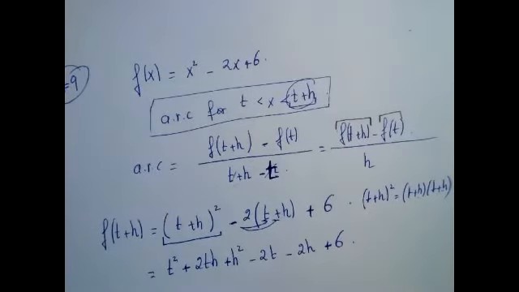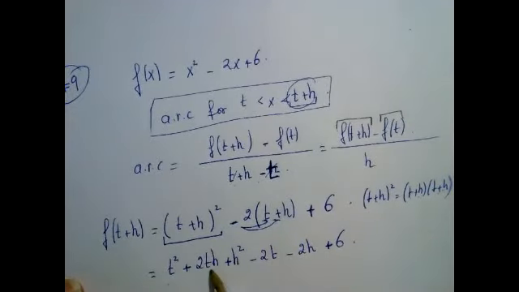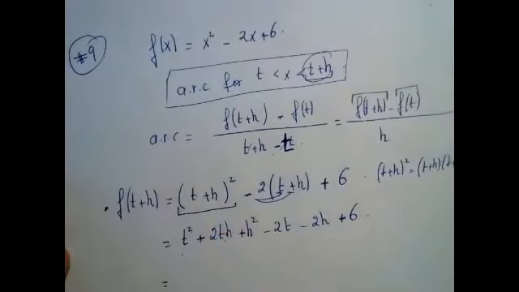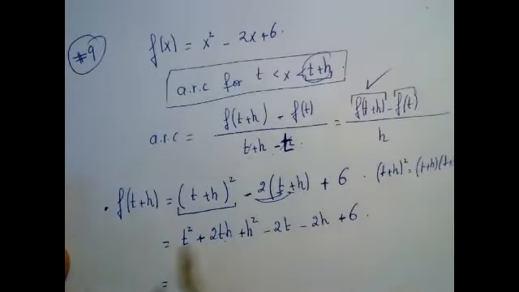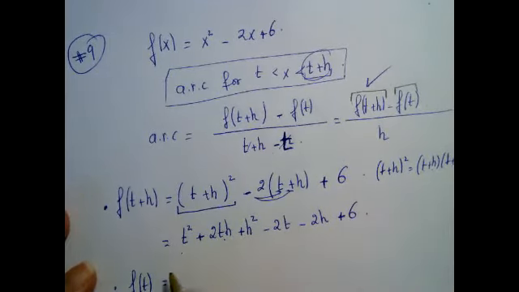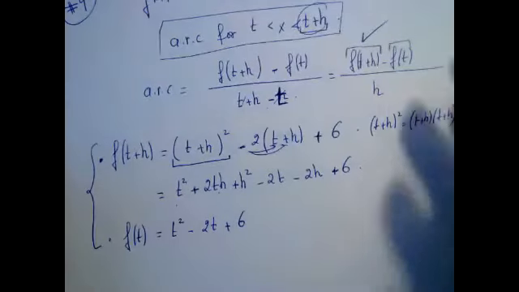I will see if I can collect stuff: t squared, 2th, h squared, 2t, 2h. I cannot combine anything, so I let this go. Okay, so that's f of t plus h. Now what is f of t? It means you just plug in t for x. So this will give you t squared minus 2t plus 6.